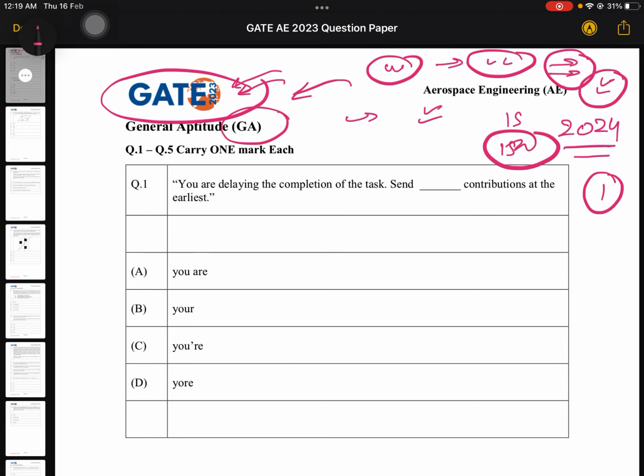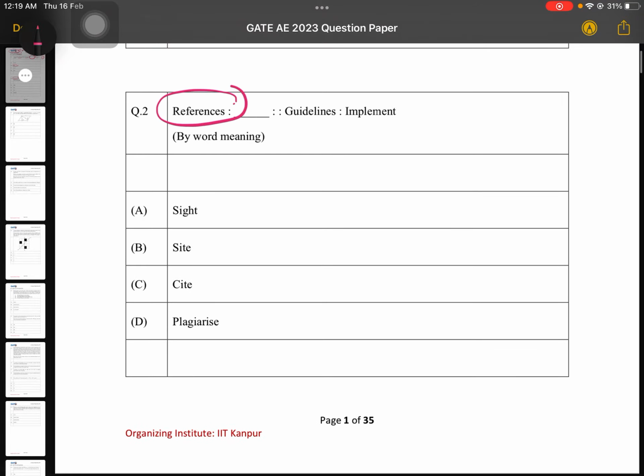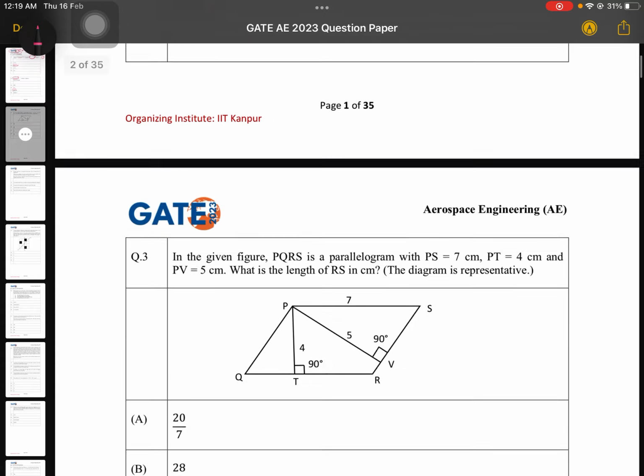Let's start with the question. You are delaying the completion of the task, send, and here you will put send your contribution at the earliest. Now go for the next question. For this reference you should use cite. Right now I'm not explaining because it is not important. It depends how good you are in English.